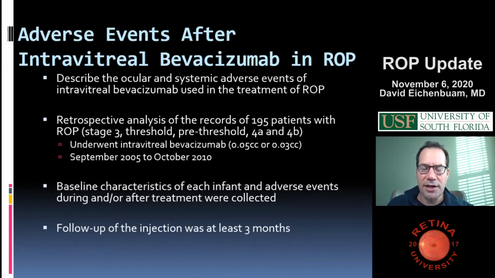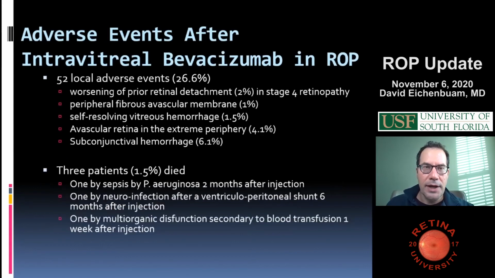I don't have a slide in here on it, but the BROP patients are followed for over a decade now. And what we learn is even though there are local adverse events and systemic adverse events following the injection of anti-angiogenic in these children, the actual difference in the BROP study patients followed out for a decade does not show that you're exposing these patients to a higher risk of adverse events systemically than you would with laser.